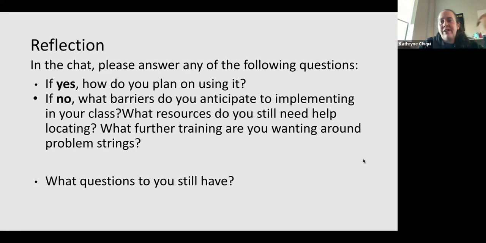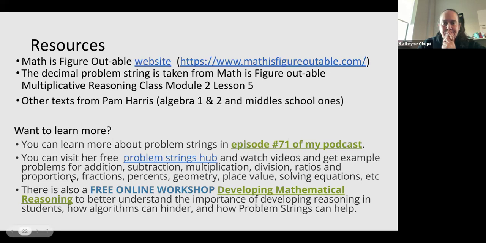So Jamie asked, are there variations of strings or a resource that you use to make these? Yes, there are. So there's a problem string hub. And if I am correct, this is going to become a PDF and it will be something that you can click on all of these links. Okay, so there's a problem string hub. There are free problem strings for you to use.